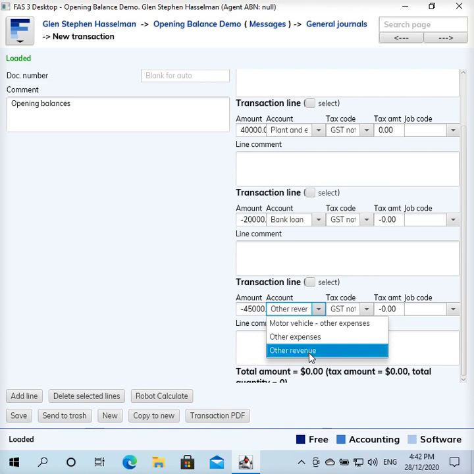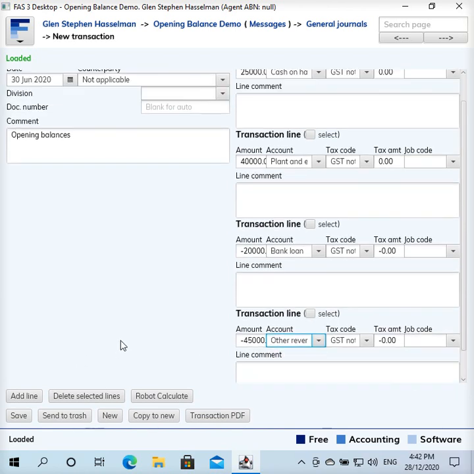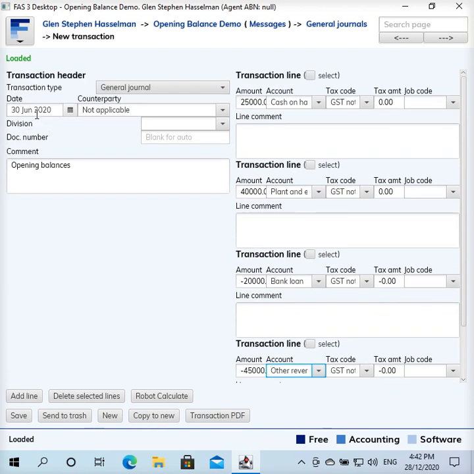So with this account being a profit and loss account, as well as the date over here being in the prior financial year, any balance sheet that you look at will sum this amount into retained earnings. So let's go and have a look at the balance sheet and see how this all looks.